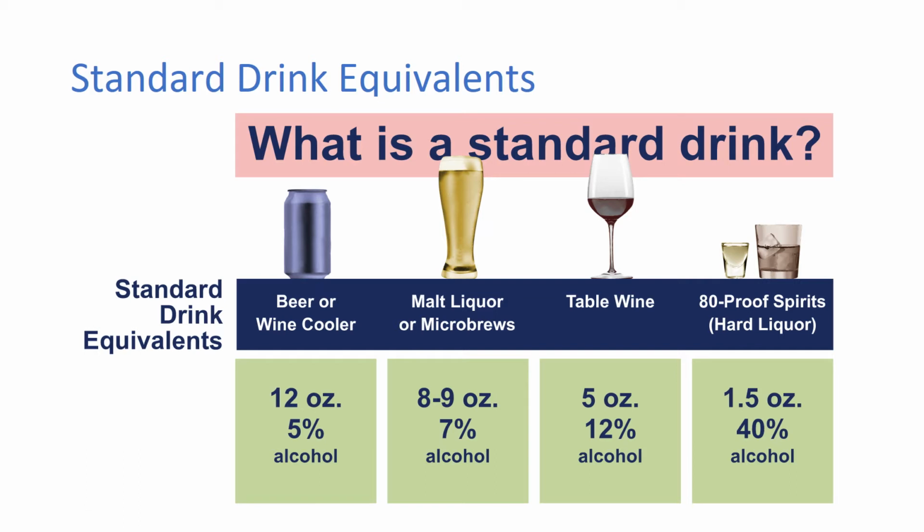And then finally, we have our hard liquor. This is going to be alcohol that's about 80 proof, so it's 40% alcohol. You simply divide by 2. And again, it's going to be just 1.5 ounces. So a single shot is 1 serving.